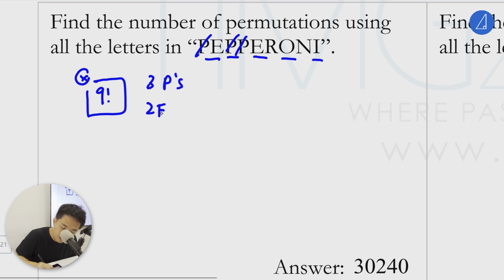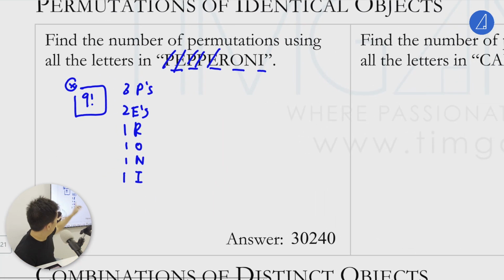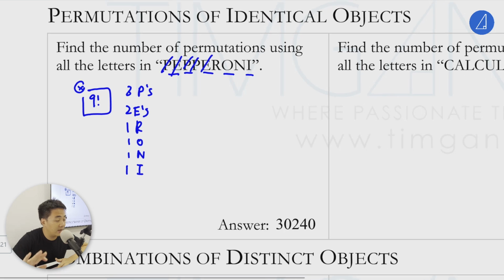Then 2 is RONI. Okay? So this is it. You have pepperoni. Okay? So what to do here? Now, why is it not 9 factorial? That's the main thing you must understand now. Okay, so let me explain to you why this is not 9 factorial. Okay, let's go down to the easiest way first.